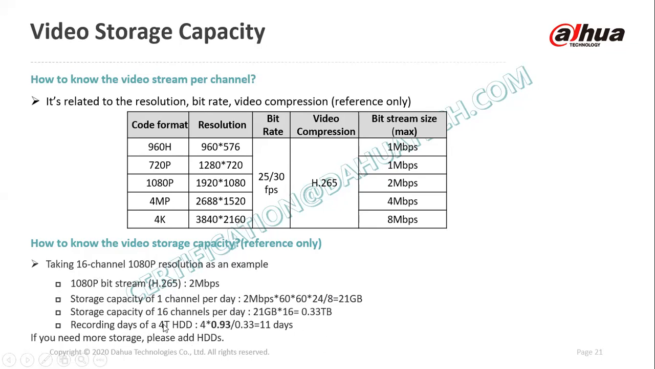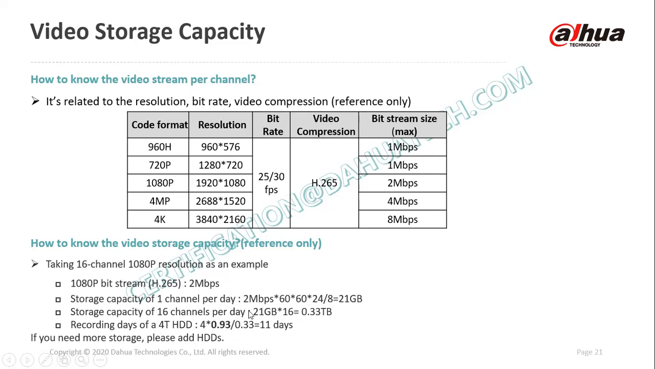So recording for how many days? If you have a hard disk of about 4 terabytes, considering that you can utilize only 0.93, so 4 times 0.9 divided by the recording for 1 day for the 16 channels, which is 0.33 terabyte. So a 4 terabyte hard disk would take 11 days. Considering this is normal recording, not recording on motion.